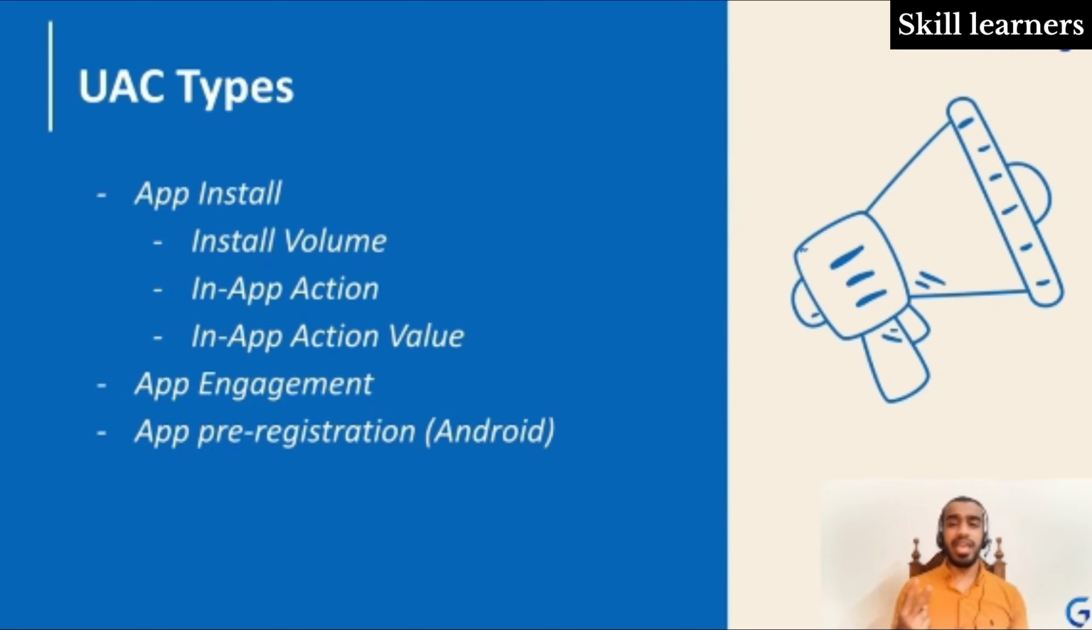Coming to app engagement, that is the second type within UAC. App engagement campaigns we will not be covering in this video because this is a product that is not available for everyone out there. App engagement campaigns in UAC are highly effective. These are campaigns that can really engage your warm audiences and push them down the funnel and make them convert down the line. App engagement campaigns are for existing people within your app ecosystem.